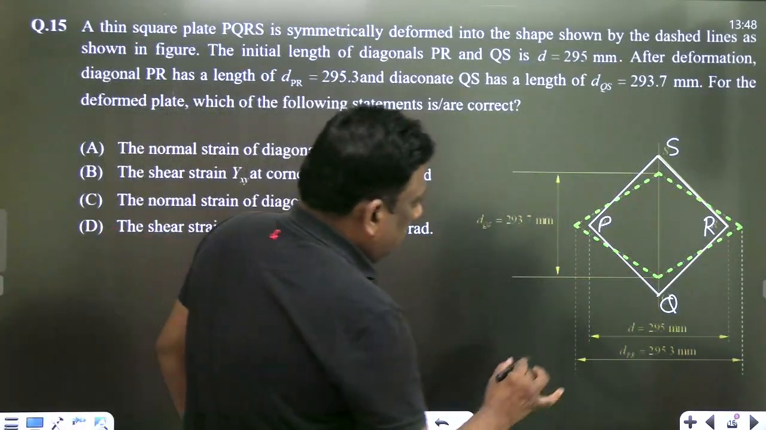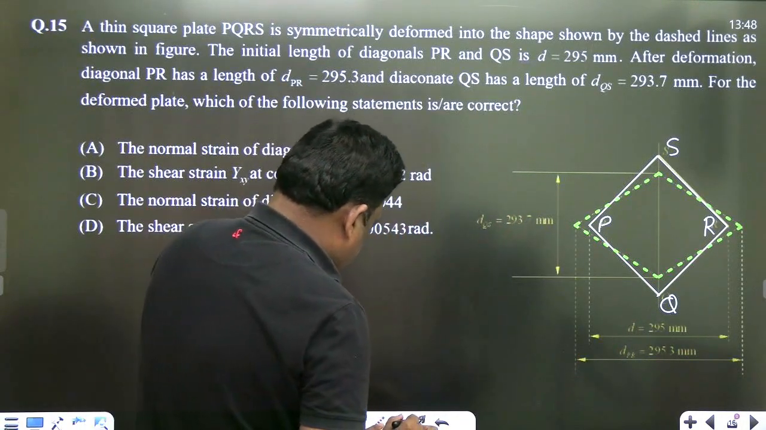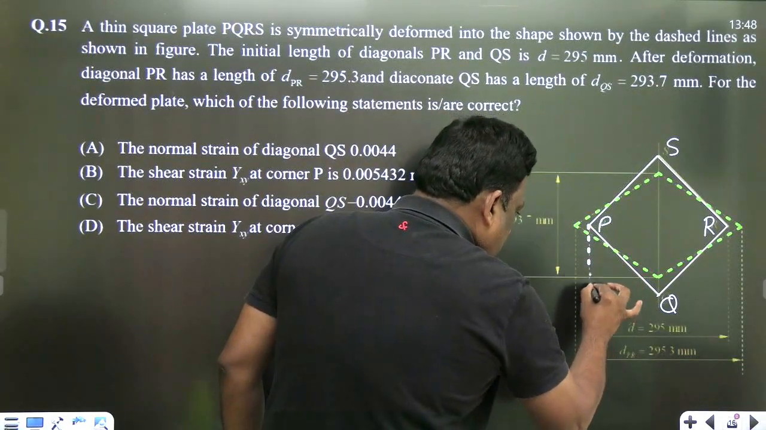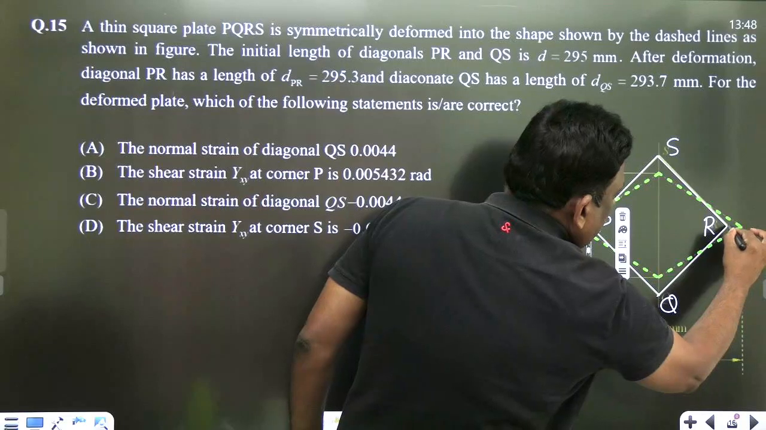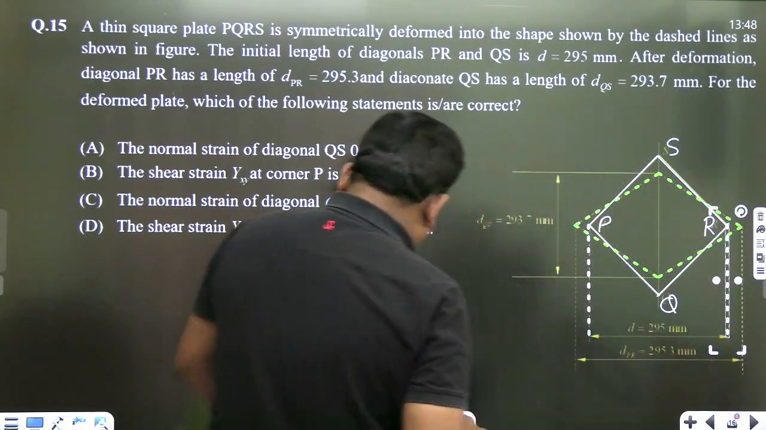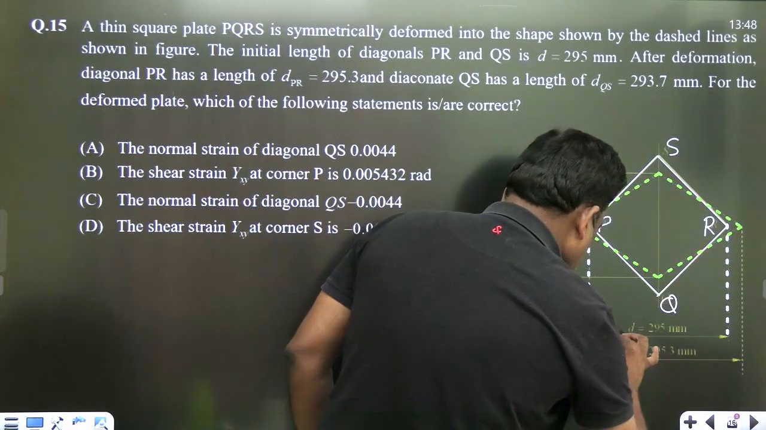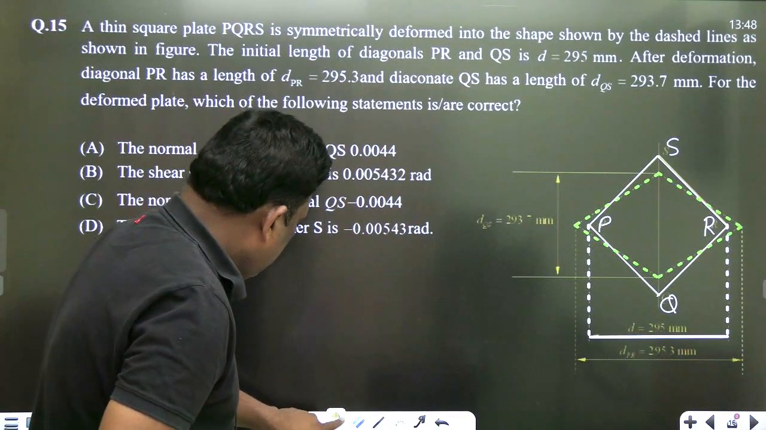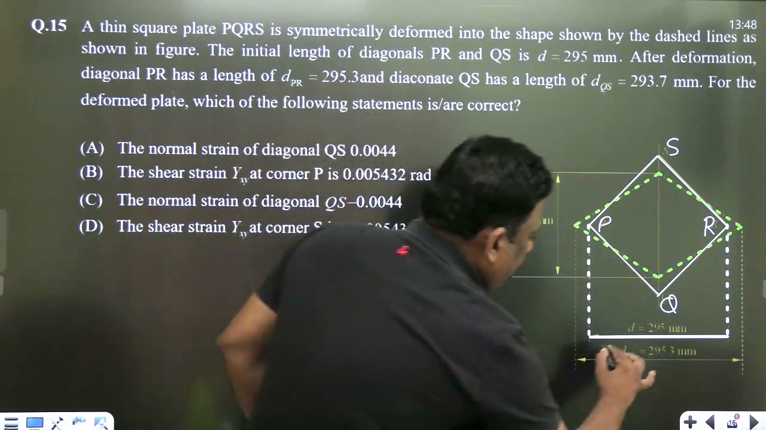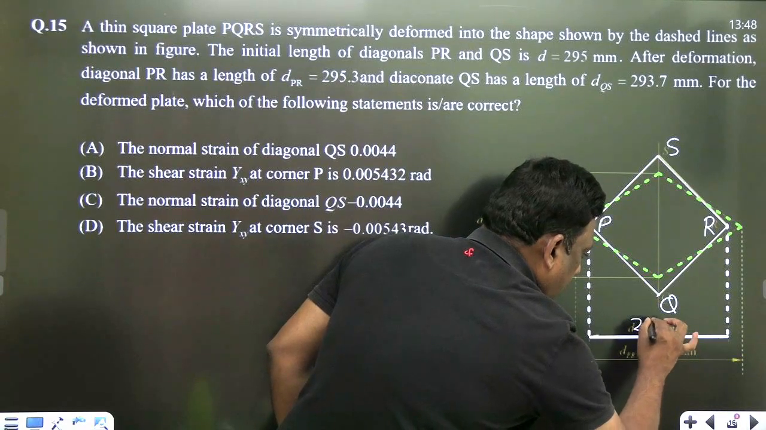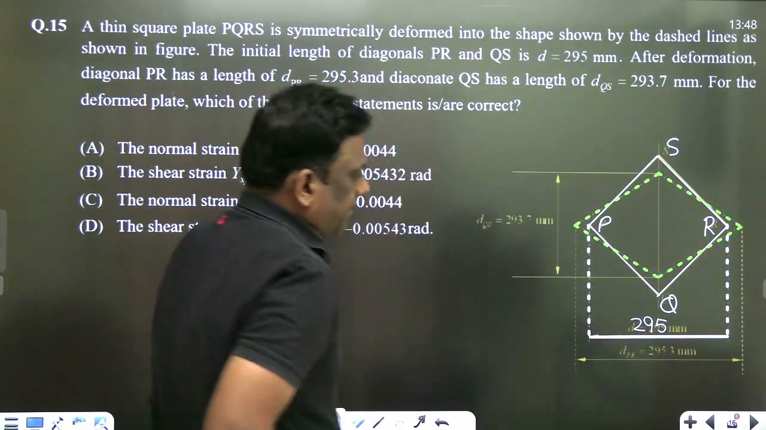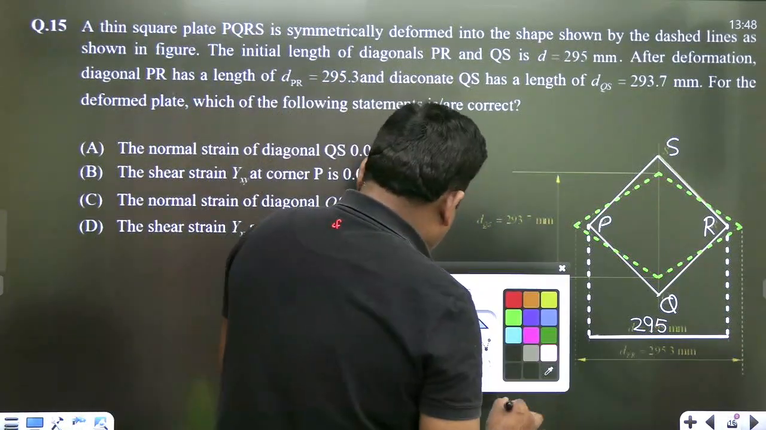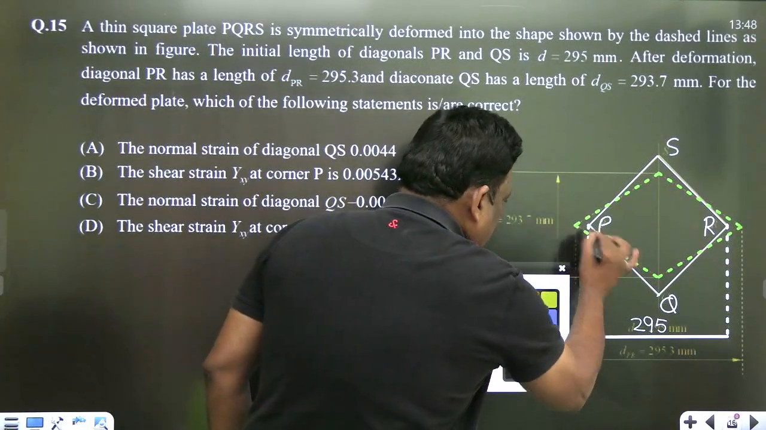And one more thing. This length is given, my dear students. आराम से देखना, please. Color ये वाला ले लेंगे. हाँ. This original length is given, ये diagonal length. हाँ. This length is given to us as 295, my dear students. This is 295 mm. This length is given. And after that, after complete deformation, this length is given, dear students. After deformation, ये वाला length दिया है. इधर देखो.